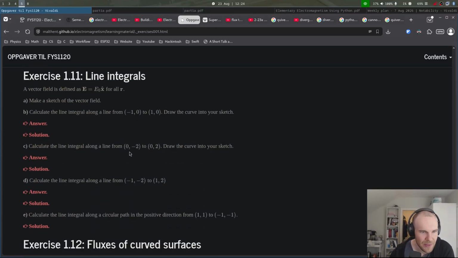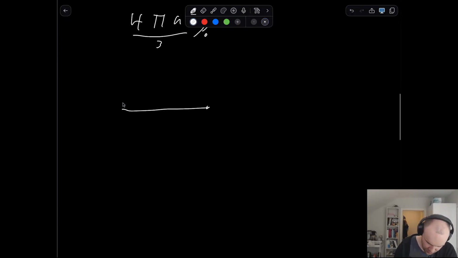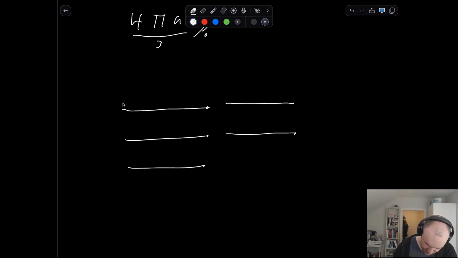Okay. Line integrals. A vector field is defined. Make a sketch of the vector field. That's just a vector field that doesn't change, so just E0. It just goes in one direction, just like that. And you can see it's uniform in that x direction there.